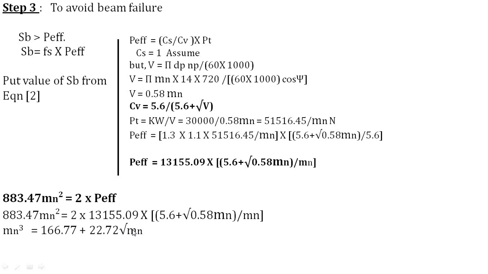Means we need to select the value Mn equal to 2, put Mn equal to 2 here, here also 2, check the left hand side and right hand side, then put 2.5, 3, 3.5. Whenever you observe the difference of the left side and right side is less, then that will be the Mn value. So according to these calculations, we got Mn equal to 6.11.